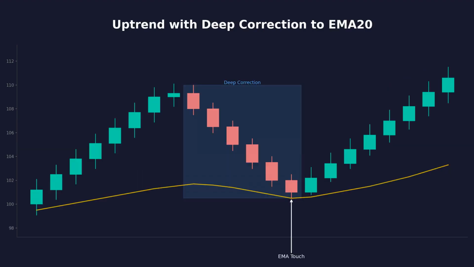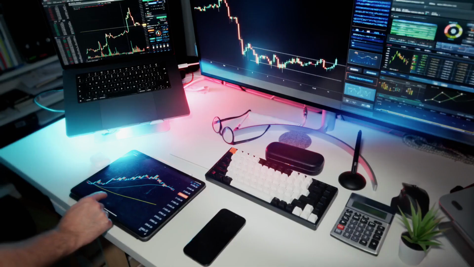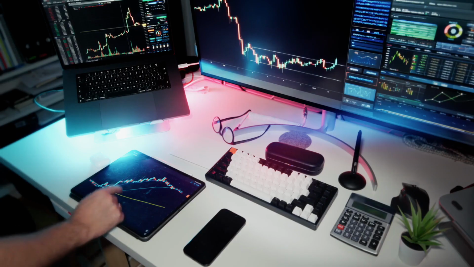As the trend matures, the pullbacks get deeper. Look at this later section. Now we see a pullback that lasts 5 bars and tests the moving average. The trend is transitioning from spike to channel. This is where the two-legged rule becomes powerful.